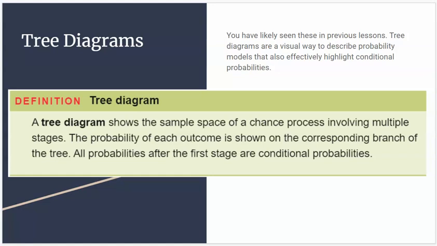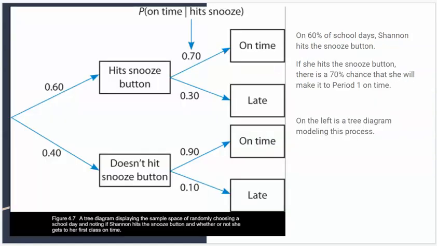Here is our example. So let's say we have a student named Shannon, and on 60% of school days, Shannon will hit the snooze button. I'm sure most of you probably can relate. I definitely can as well. And if she hits the snooze button, there's a 70% chance she will make it to period 1 on time. 30% chance she'll be late, obviously. So here is the tree diagram modeling this process.